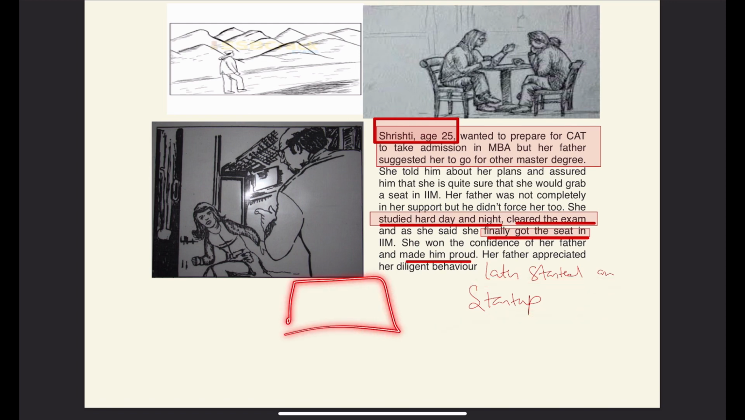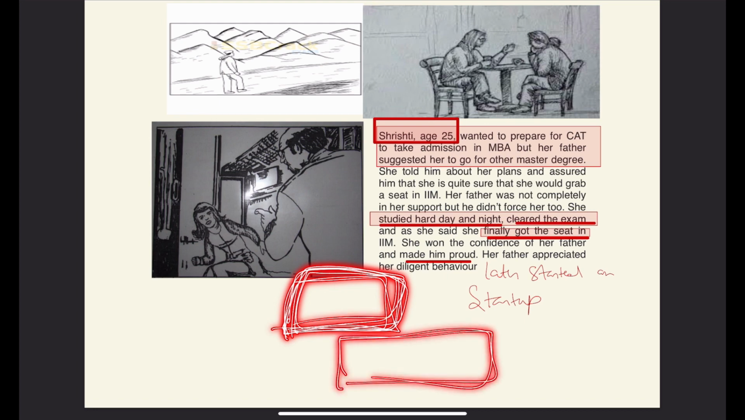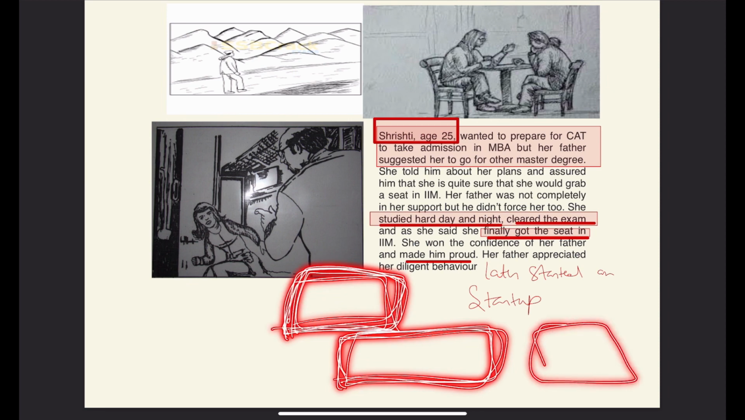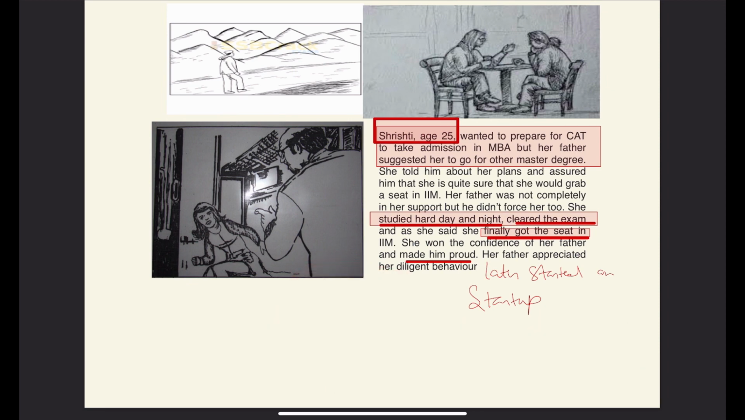The theme remains the same. Firstly, what's the problem? There is a father who is denying his girl to pursue her wish. Then the main character of your story will make some efforts, will do some work, then the result would come. So same thing, three stages, very technically, very scientifically. You have to think this way, then you will be able to write a good story in limited words.